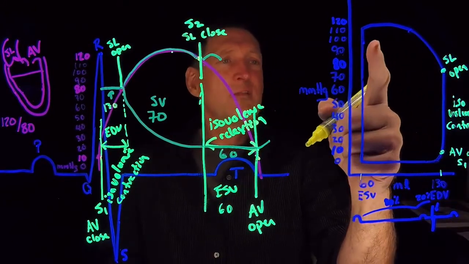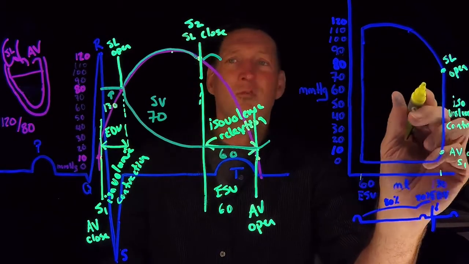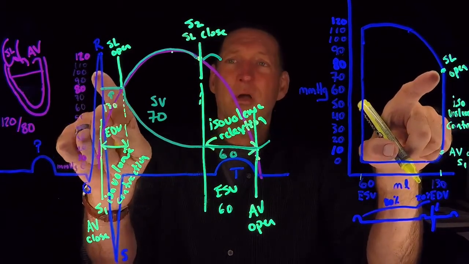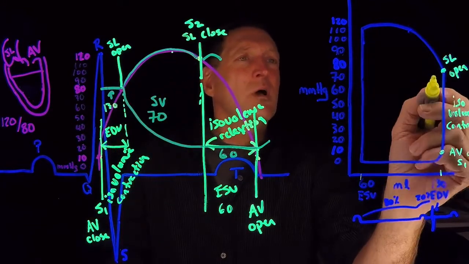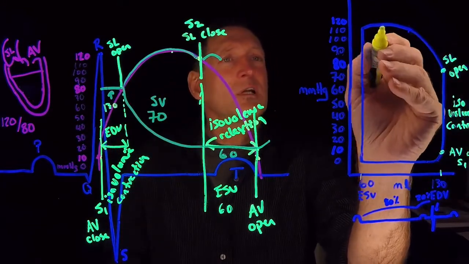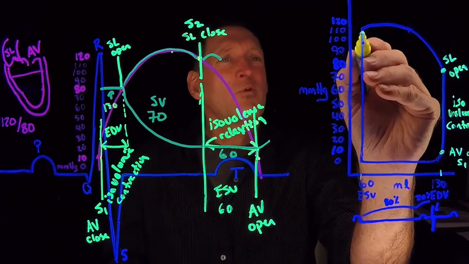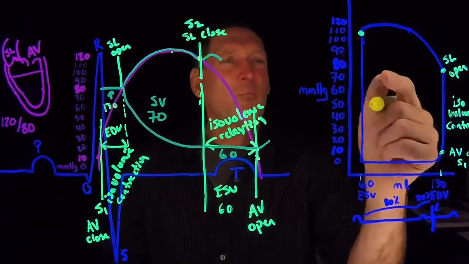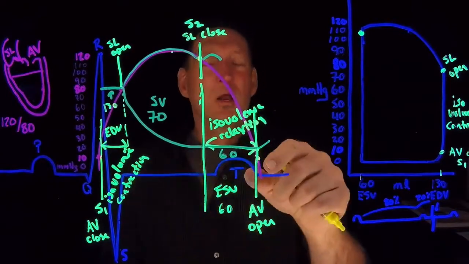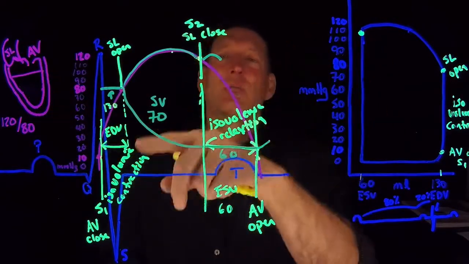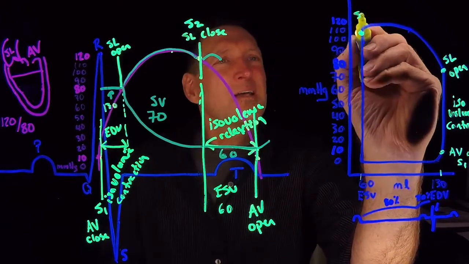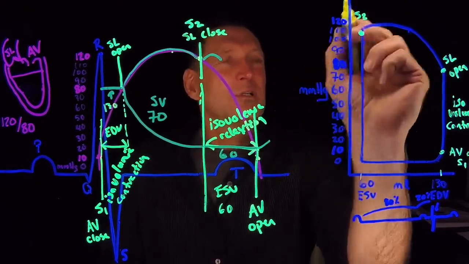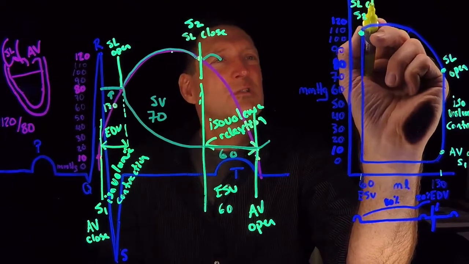As I move back this direction, I'm going from 80, here's 80, I'm coming up to 120 here, right? And so I'm increasing the pressure, and then all of a sudden I drop that pressure back down, and at the point I drop the pressure back down and it becomes greater in the aorta than it does in the ventricles, I'm going to close that semilunar valve. So here is my S2, and that of course is the semilunar valve closes.